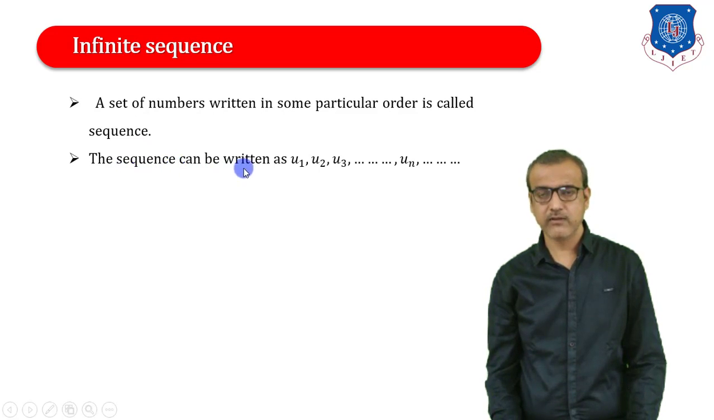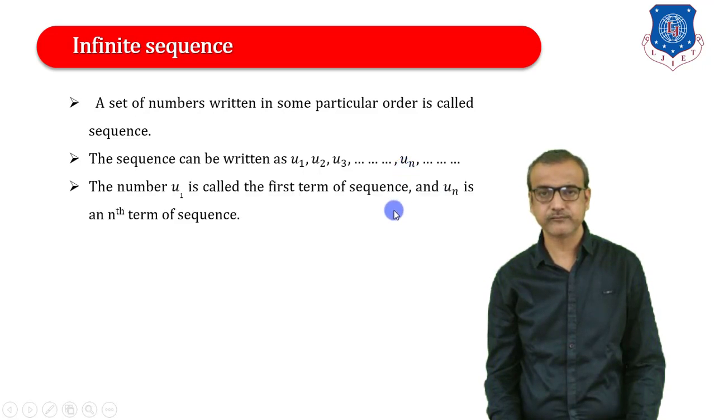The sequence can be written as U1, U2, U3 up to Un and so on. U1 is the first term of the sequence, U2 is the second term, U3 is the third term, and Un is the nth term of the sequence. The number U1 is called the first term of the sequence and Un is the nth term.